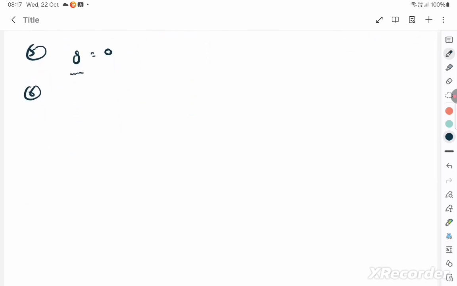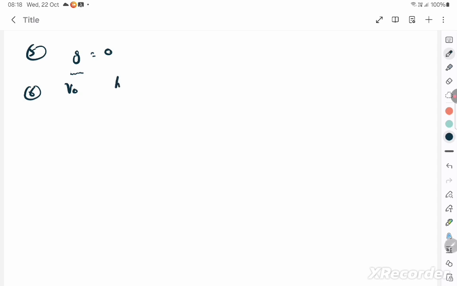Next: the orbital velocity of an artificial satellite in a circular orbit just above the Earth's surface is V0. For a satellite orbiting at an altitude half the Earth's radius, what is the orbital velocity? Okay, the orbital velocity of an artificial satellite in a circular orbit just above the surface of the Earth.